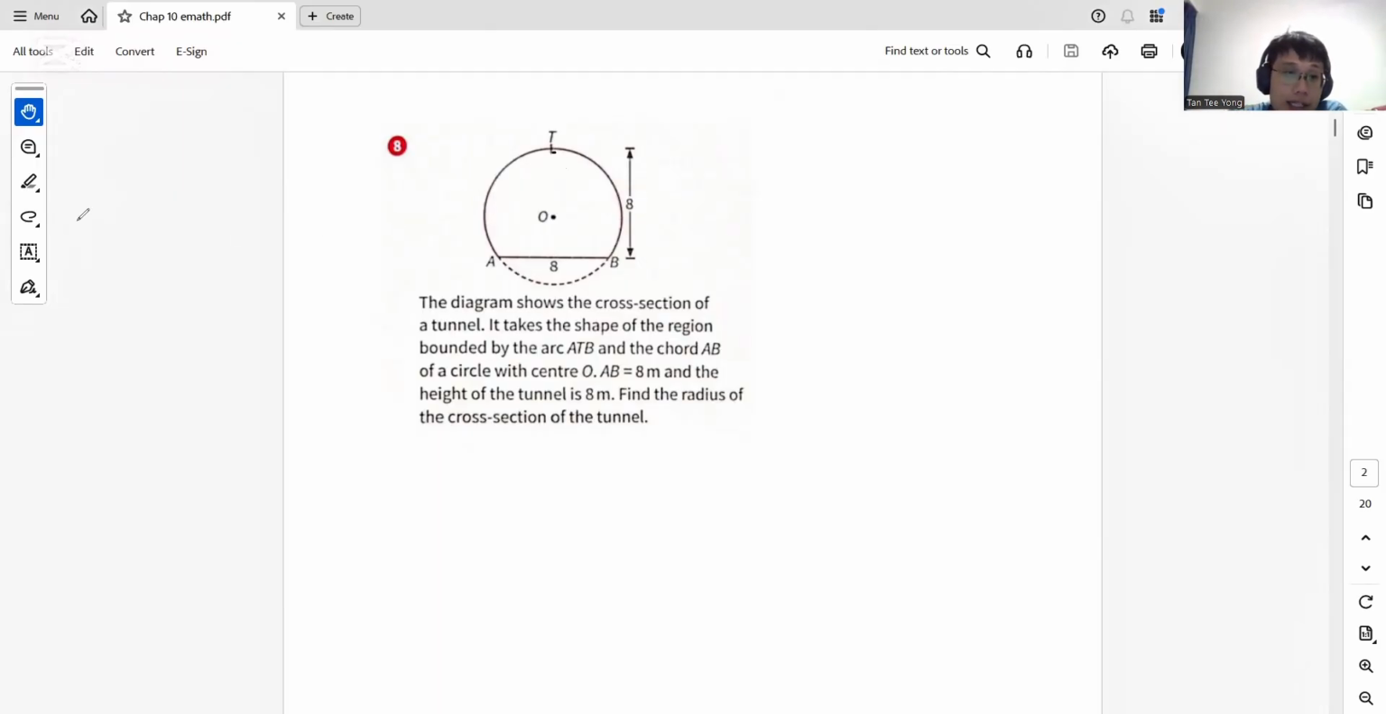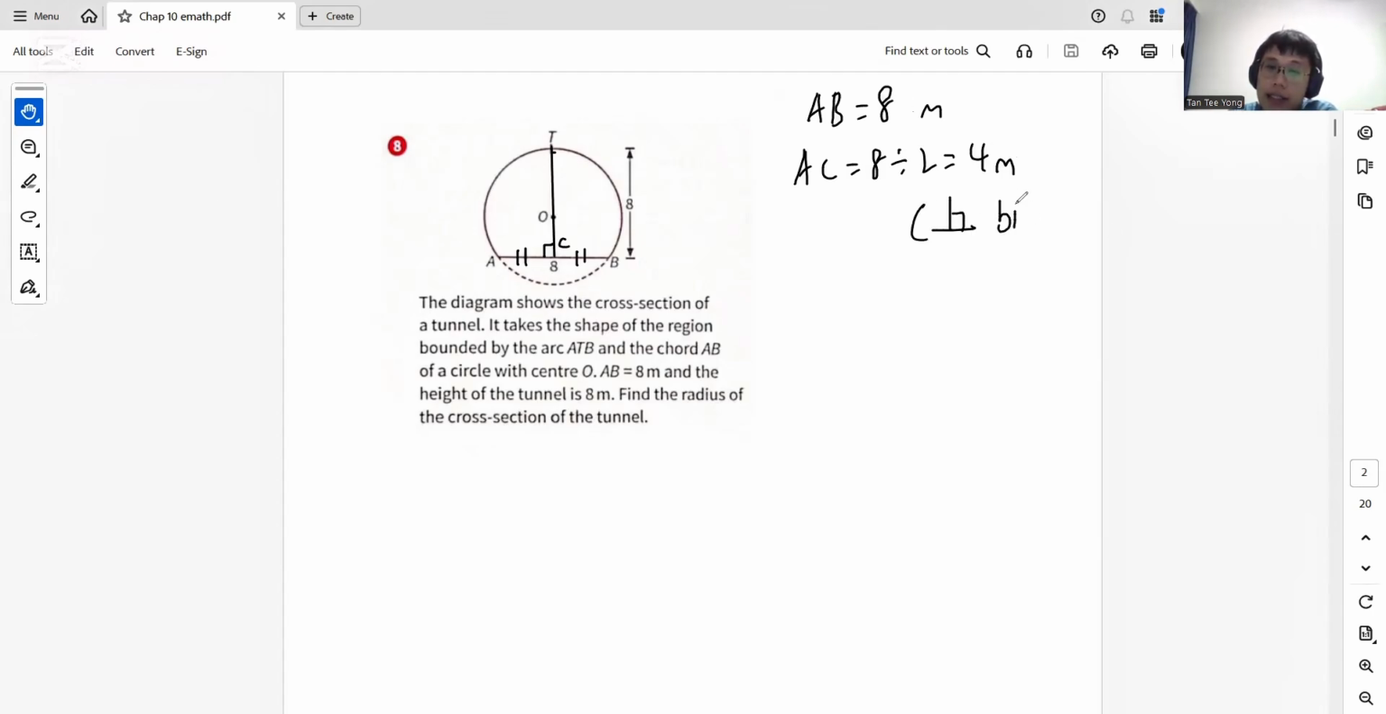So from the start, we can see that this is a straight line passing through the center, and it will intersect the chord AB at 90 degrees and also cut AB into half. So let's label this part as C. So that means because AB is equal to 8 meters, AC will be equal to 8 divided by 2, which is 4 meters. Sorry, this should be in meters. This is because the perpendicular bisector of chord.